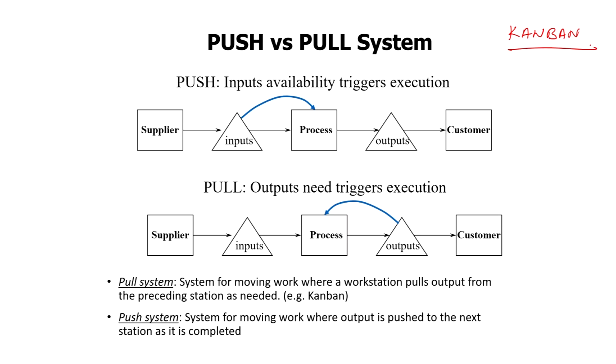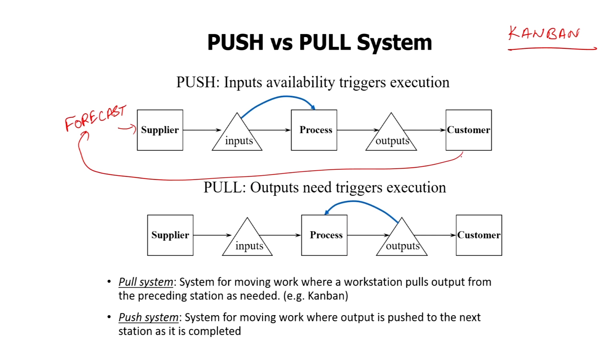Before understanding the nitty-gritty of the Kanban system, let us understand what is meant by the push system and the pull system. In the push system, we have a demand forecast from the customer. Based on the forecast, we place the order to the supplier, and then as the supplier is ready with the material, he will supply to the factory.